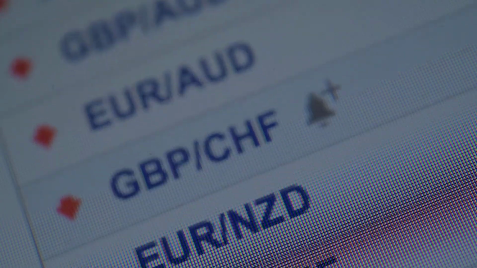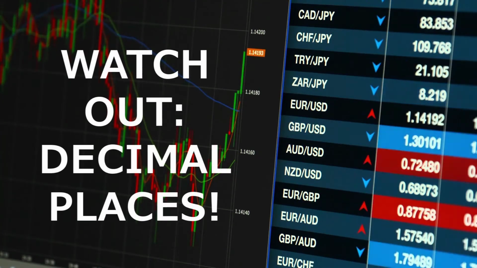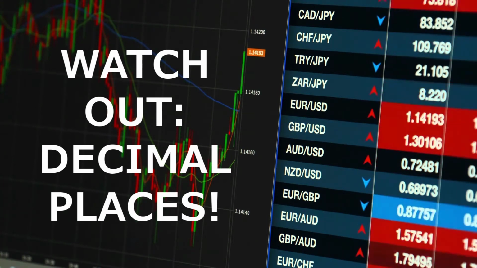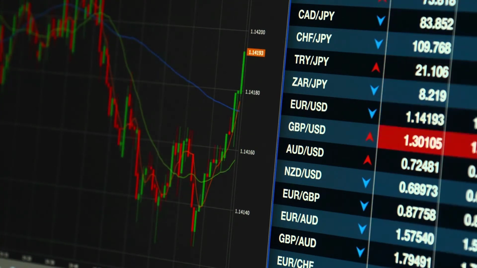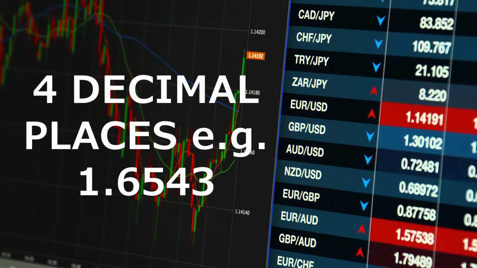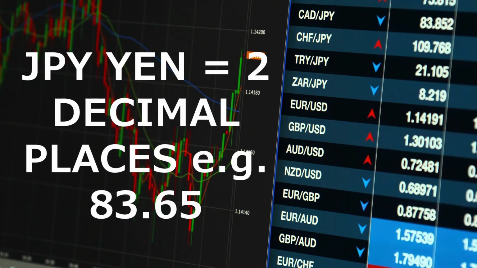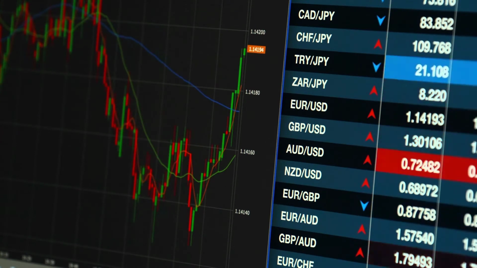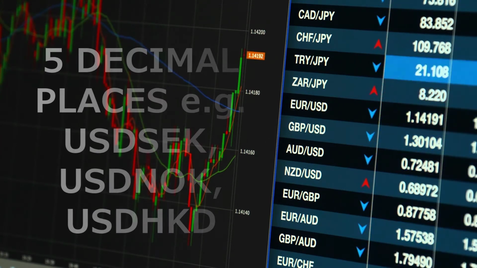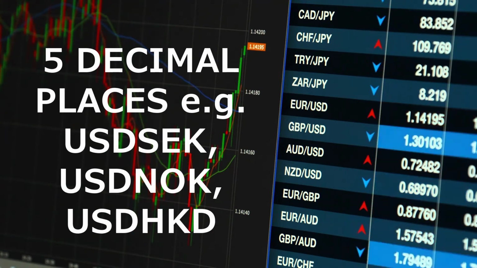And you also might see that there's a lot of decimal places involved in the forex market. Now the majority of currencies are to 4 decimal places, but there are some exceptions. If anything involves the Japanese yen, it's to 2 decimal places, and there are some further exceptions where you'll see 5 decimal places. That's, for example, the Norwegian kroner, the Swedish kroner and the Hong Kong dollar.